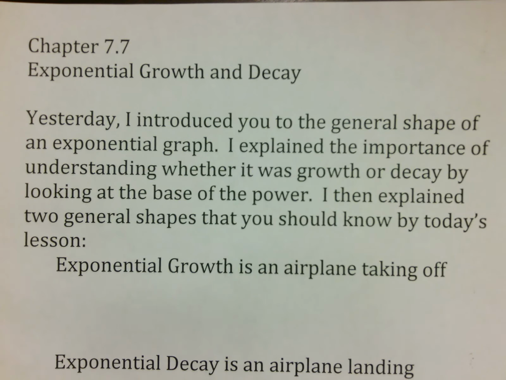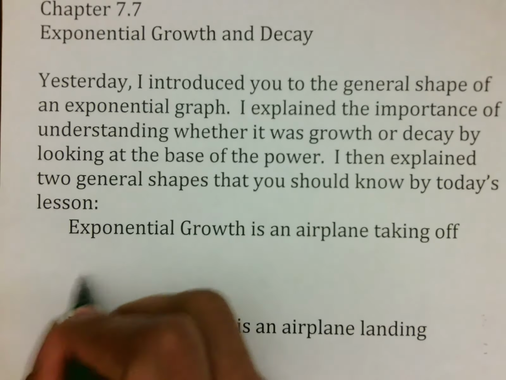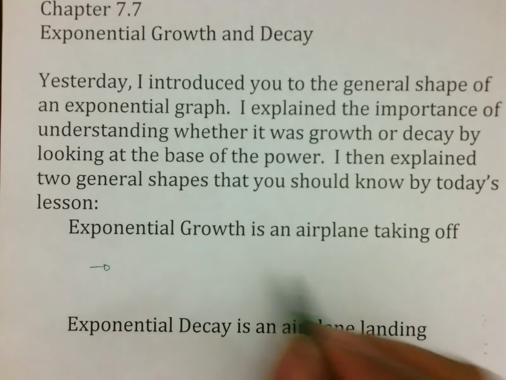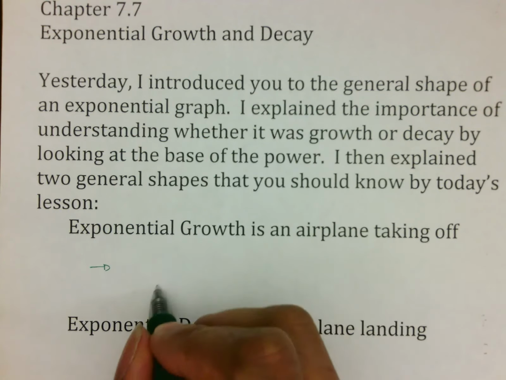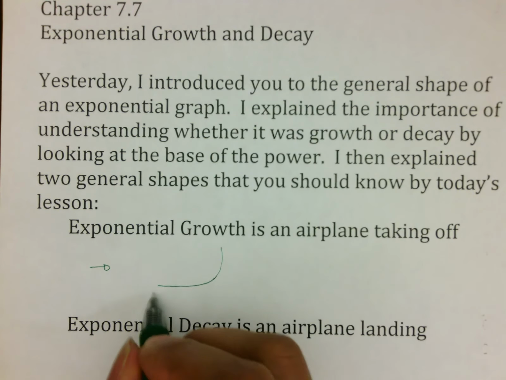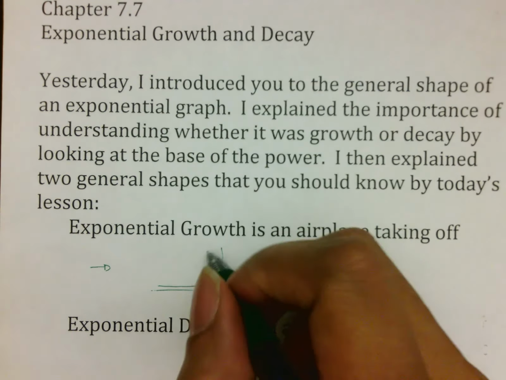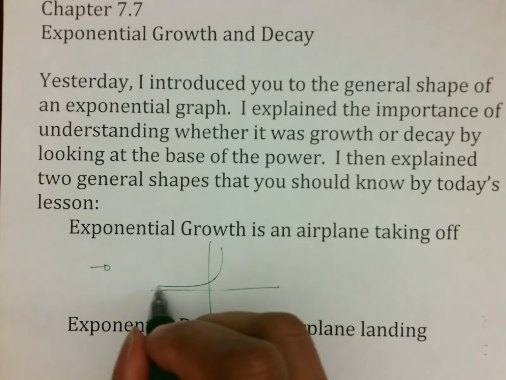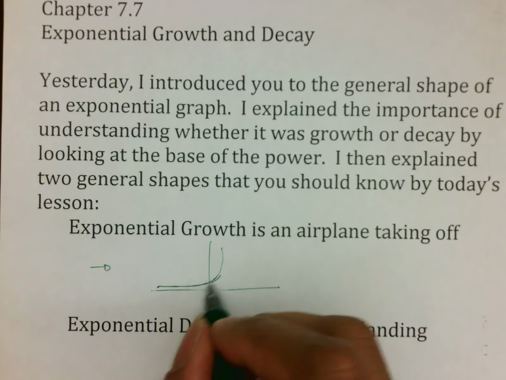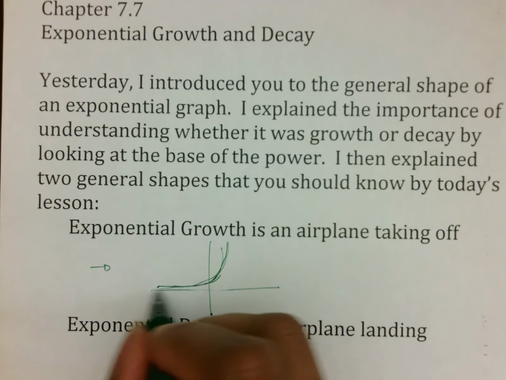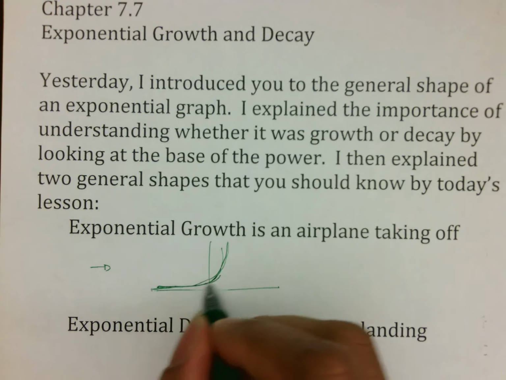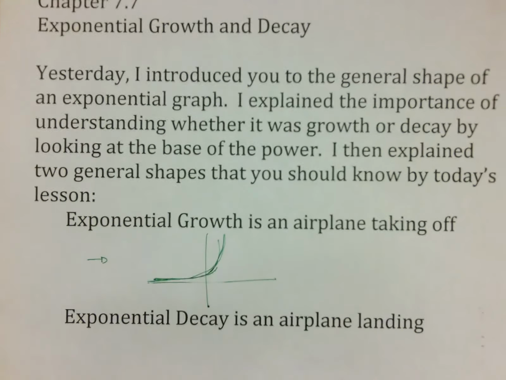I then explained the two general shapes that you should know by today's lesson, and what I said, because everything does go left to right, is that exponential growth is an airplane taking off. I said that it does not touch the x-axis, so whenever you graph that, it just goes close to the axis. Remember, it's called an asymptote, it never touches, but that is the general graph.